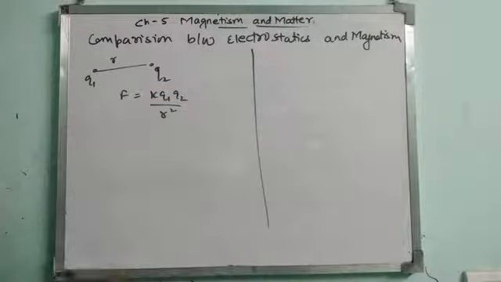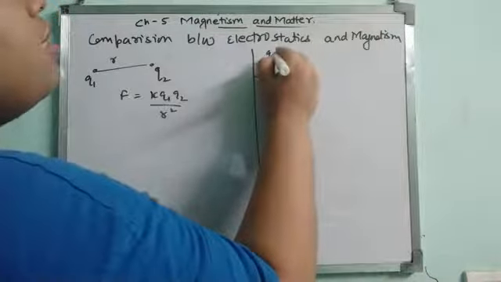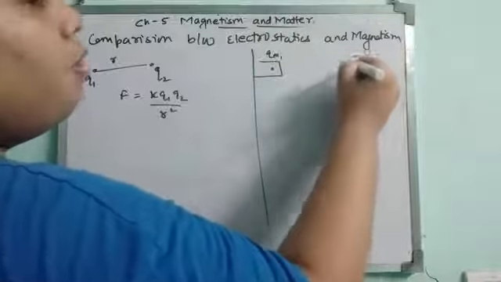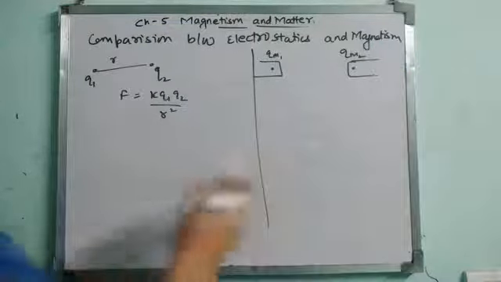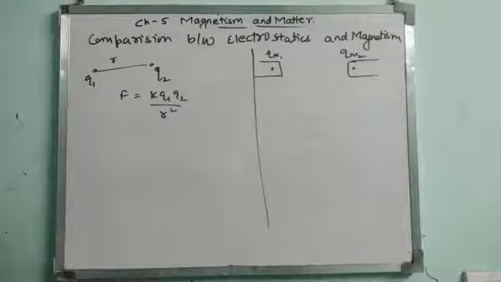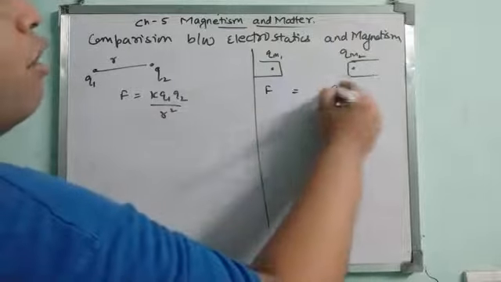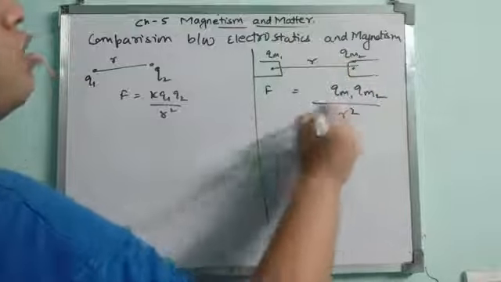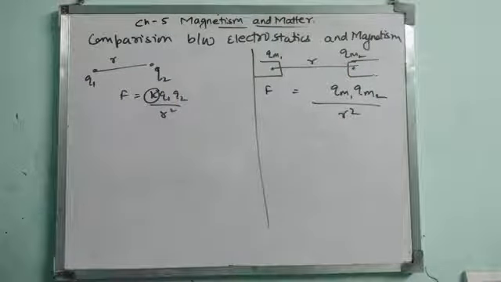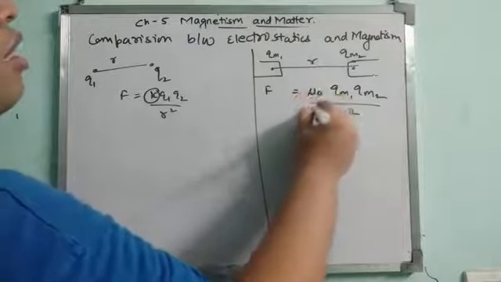But there is also a Coulomb's law for magnetostatics. Let's suppose there are two poles. This pole has pole strength Qm1. The second pole, this is the pole of the second magnet, has pole strength Qm2. You know that if the poles are same, they will repel. If the poles are different, then they will attract. But the force of attraction or repulsion will follow the same formula: Qm1 Qm2 upon, let's suppose the distance to be R square. Only the constant will be changed. It will become mu naught by 4 pi.